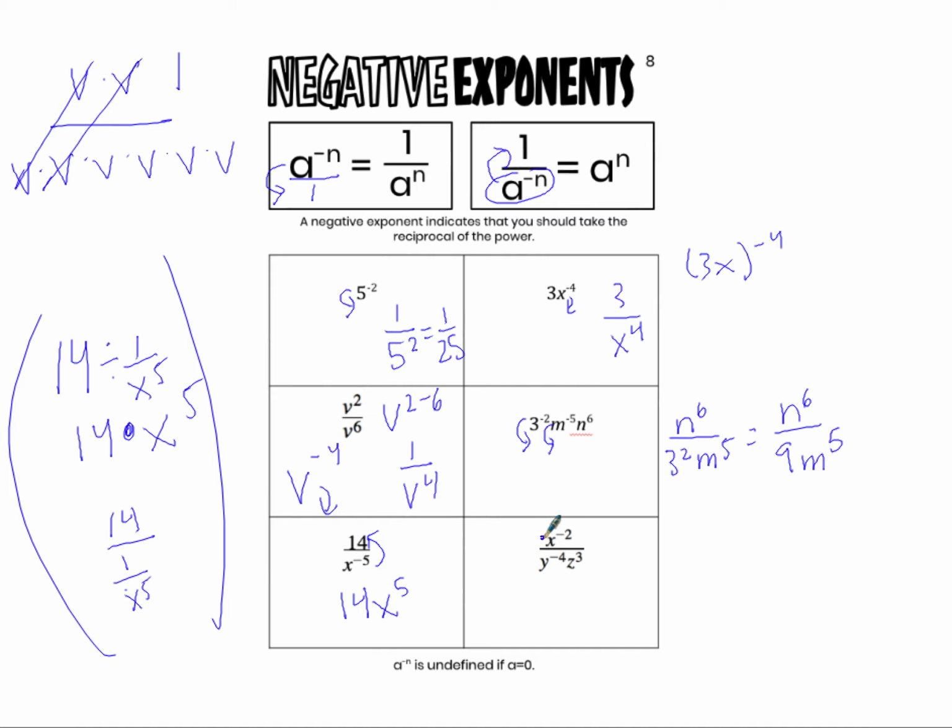In our final example, x to the negative 2 goes to the denominator, y to the negative 4 goes to the numerator. This one has a positive exponent, so it stays just where it is. Was that a 4th? Yep, so y to the 4th over x squared z to the 3rd.